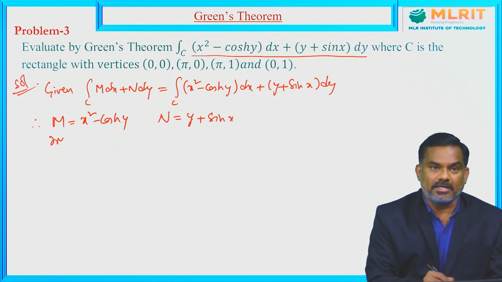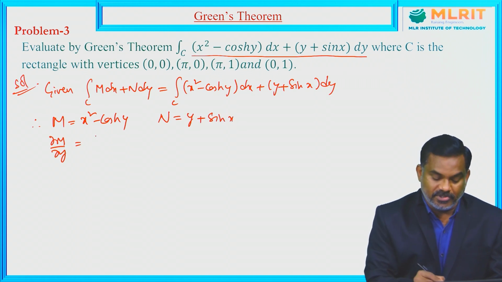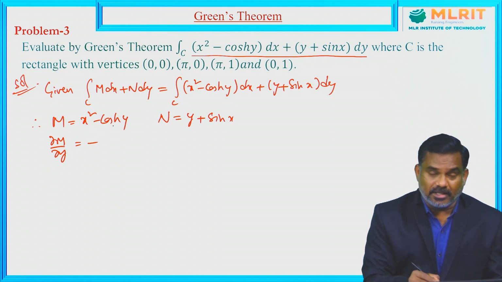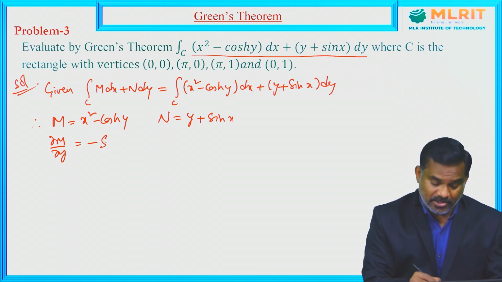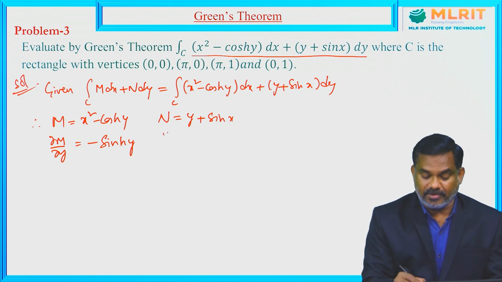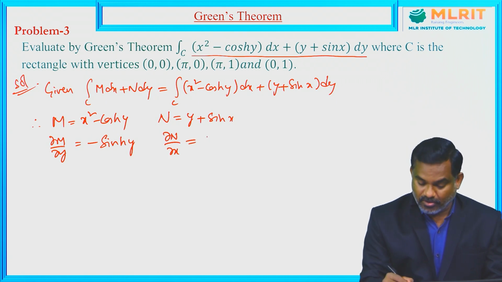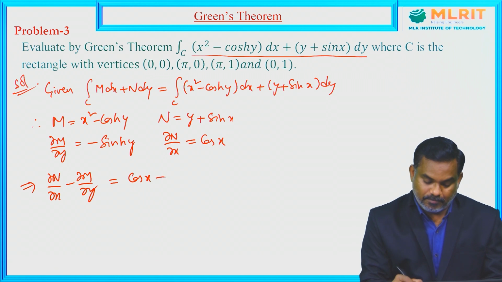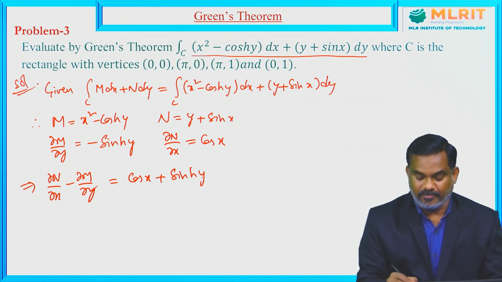Now let us calculate dou m by dou y, which is with respect to y, so we treat x as constant, and the derivative of cos hy is sin hy, so minus sin hy. Then dou n by dou x, we treat y as constant, so 0 here, cos x here. That implies dou n by dou x minus dou m by dou y is cos x plus sin hy.